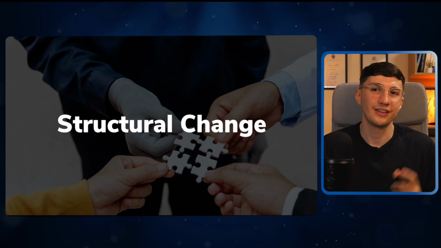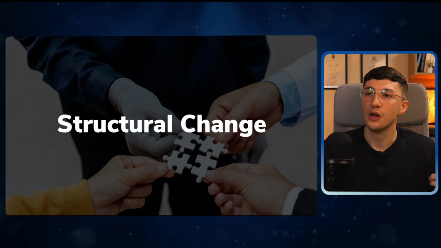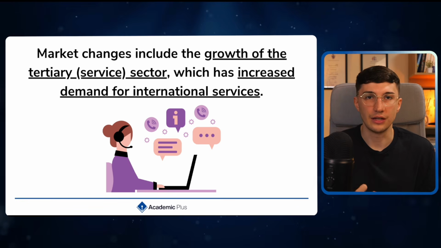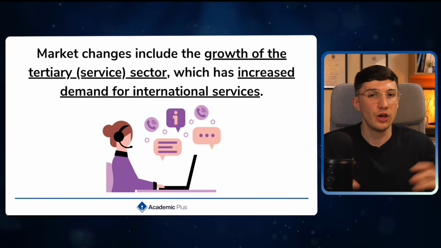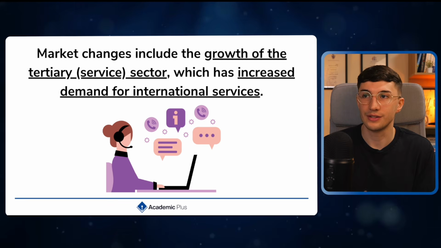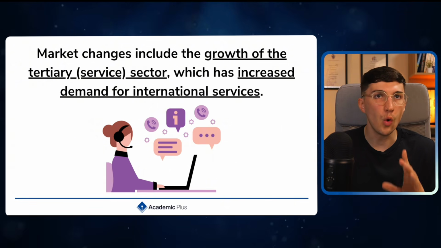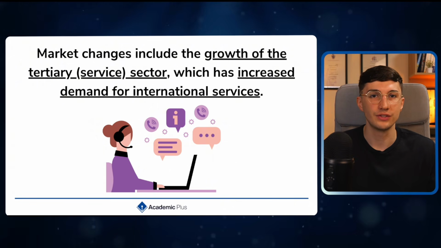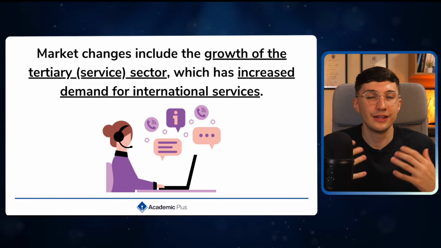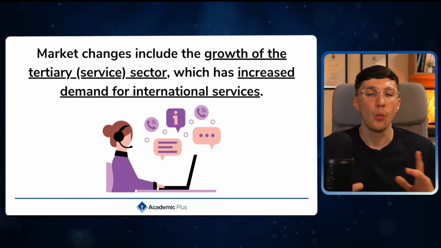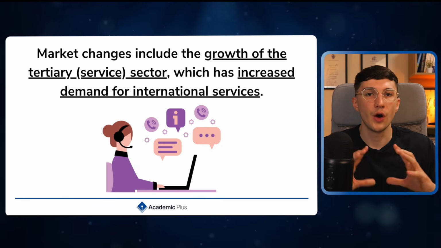And the very final factor that has contributed to growth of globalisation will be any structural changes. Now, structural changes, think of the market changes. We've seen recently the growth of the tertiary sector, also known as the service sector, because there's been an increased level of demand for international services, but it's also extremely easy to sell these overseas. So the growth of these online services has enabled more digital trade across the world. And because of how easy it is to expand, what you'll find is that these service businesses are expanding across borders.